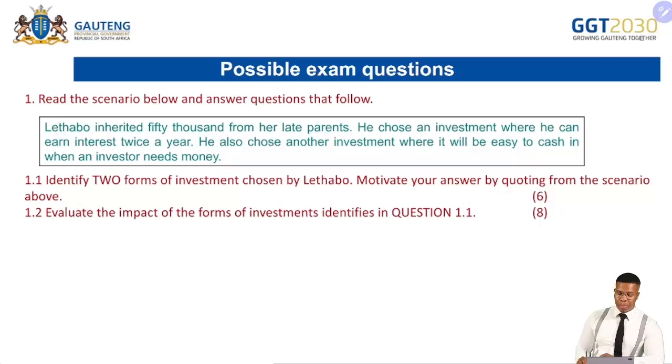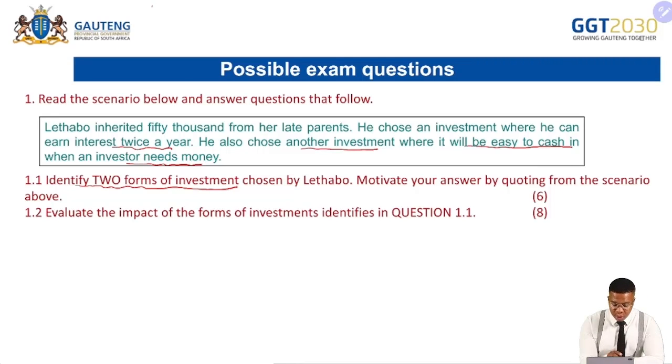Now let us look into possible questions, to say, how can you identify those from the scenario? So read the scenario below and answer questions that follow. So what is key here is to read your scenario and understand. We have Litabo, who inherited 50,000 from her late parents. He chose an investment where he can earn interest twice a year. He also chose another investment where it will be easy to cash in when an investor needs money. So 1.1, identify two forms of investment. So immediately the question says two forms of investment, it means we consider only four options there.